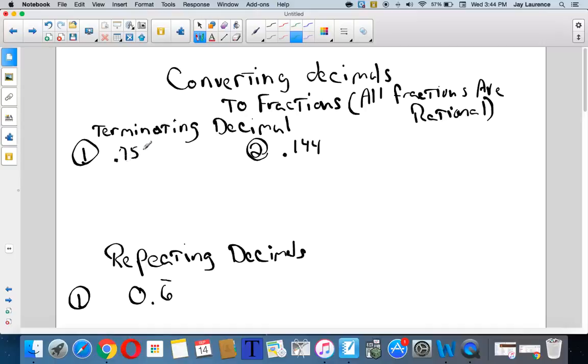Okay, so we're going to read this, and Mr. Lawrence is a big stickler on not saying 0.75, right? This is 75/100ths. 75/100ths. Oh my goodness, I just converted the decimal to a fraction. Man, that was hard. Not.